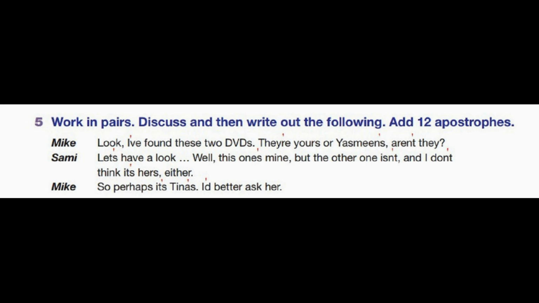5. Work in pairs. Discuss and then write out the following. Add 12 apostrophes. Mike, look, I found these 2 DVDs. They're yours or Yasmin's, aren't they? Sammy, let's have a look. Well, this one's mine, but the other one isn't, and I don't think it's hers, either. Mike, so perhaps it's Tina's. I'd better ask her.